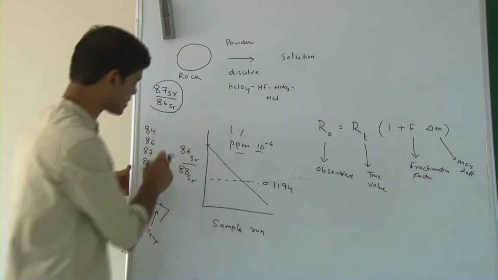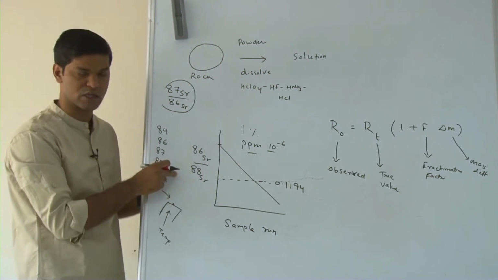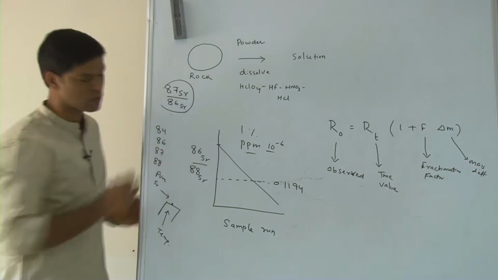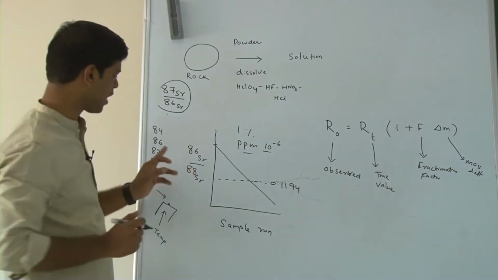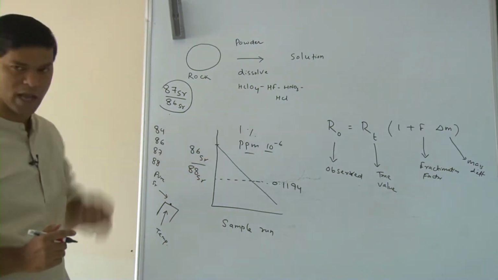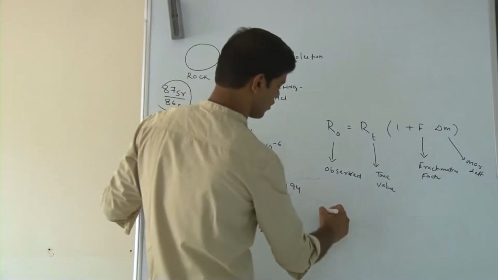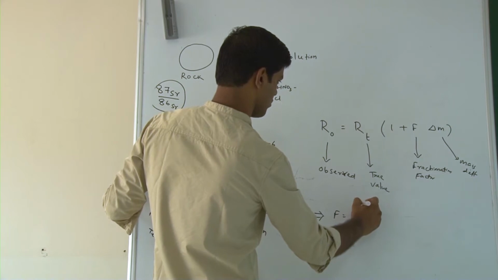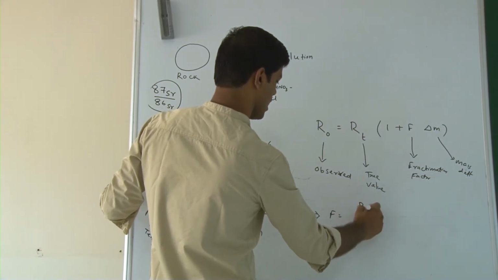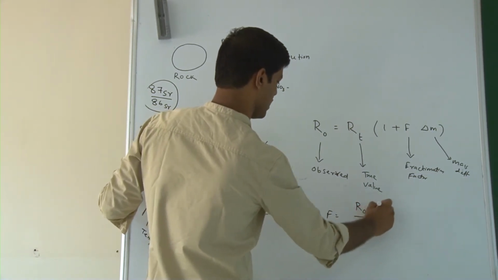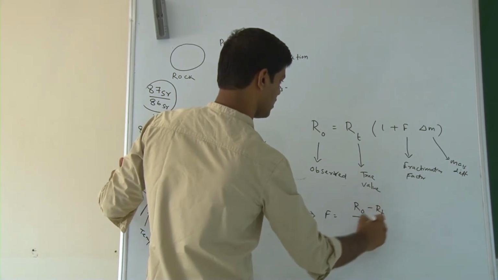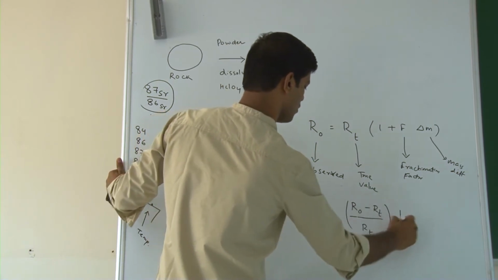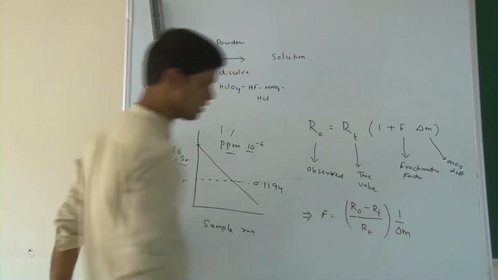In this case the mass difference is about 2, it is not exactly 2, because you have to take care of the atomic masses and subtract. So, that should be about 2. So, if you try to do the same thing for F, if you write this equation for F, this should be like R0 minus RT divided by RT, times 1 by delta M, right.